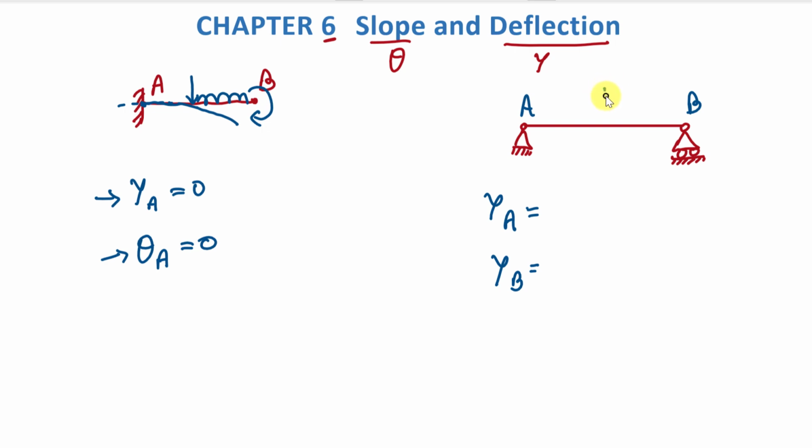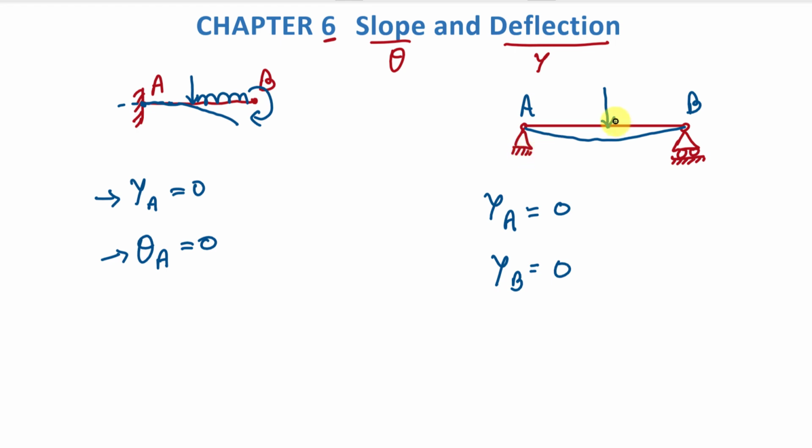Let's say we apply point load P in this direction at this point, which is midpoint of this beam. So due to this load, this beam is going to be deflected like this, right? So you can understand that value of deflection at point A and point B will be 0 because these both points are not allowed to move in Y direction.